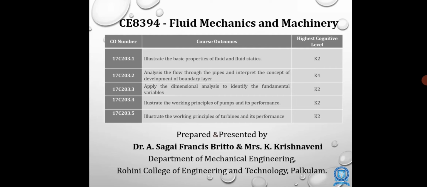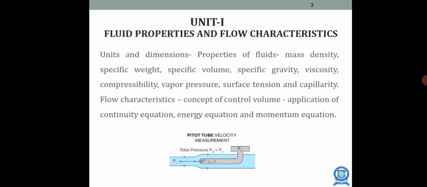In this section we are continuing to discuss course outcome 1. We had previous discussions regarding the units and dimensions, the properties of fluids, and what is meant by mass density; everything we have discussed. We are going to continue now, and we'll be discussing Pitot tubes, their applications, and how we are going to use them.